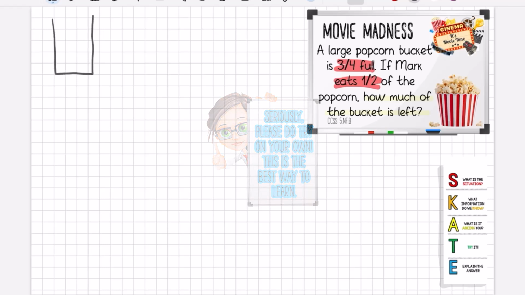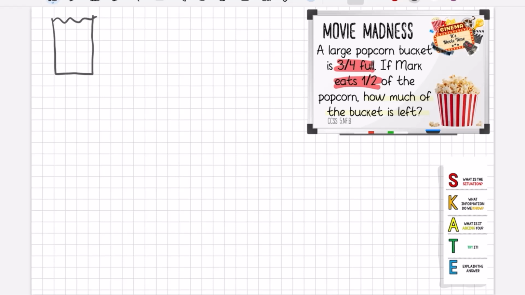First thing I'm going to do is draw the situation. Especially with fractions, I try and draw it out. So there's my beautiful popcorn bucket. You can see I'm not really an artist. And I've sliced it into 4 slices. Then I'm going to shade 3/4 of that popcorn bucket. That helps me to visualize that we're starting with a popcorn bucket that's 3/4 full.